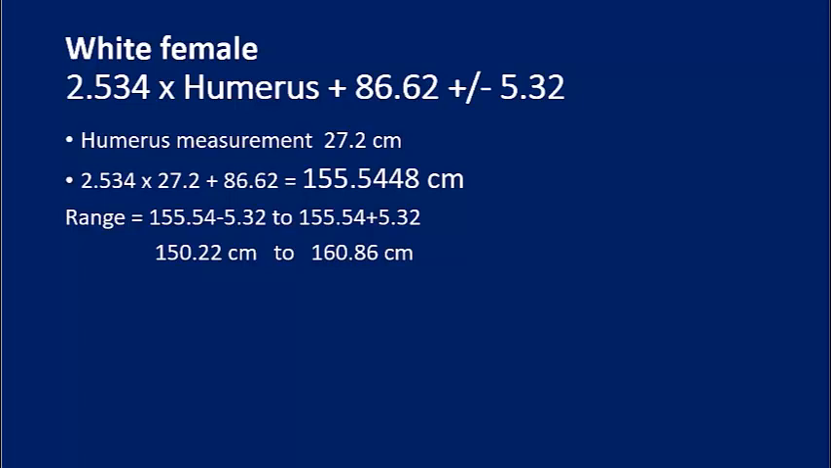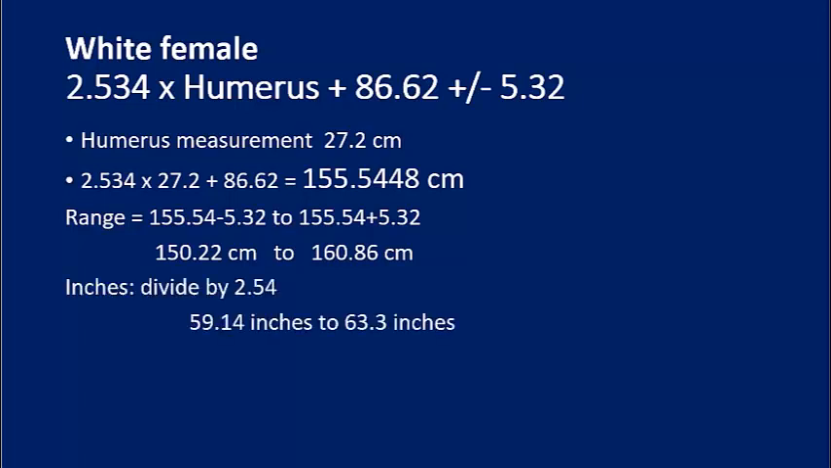Now, in the US, we don't tend to use centimeters very often. We use a lot more inches. So if we are having to provide this stature estimation to law enforcement, we would do it in inches. So to get inches, we're going to take those numbers and divide by 2.54. And when we divide by 2.54, we get that this individual is between 59.14 inches and 63.6 inches.